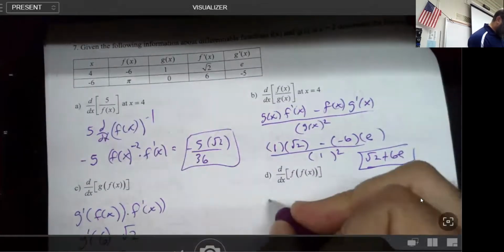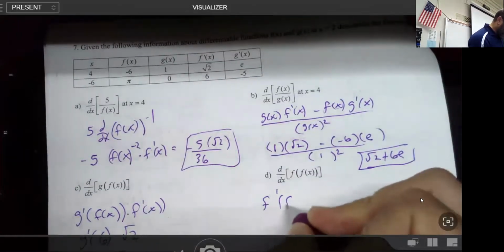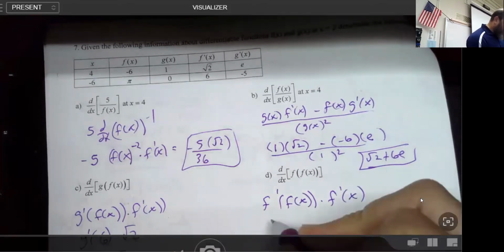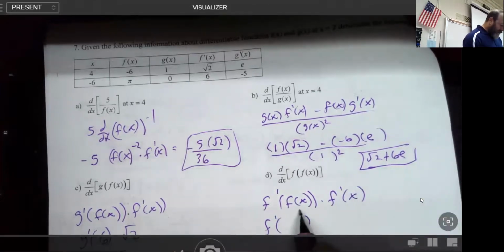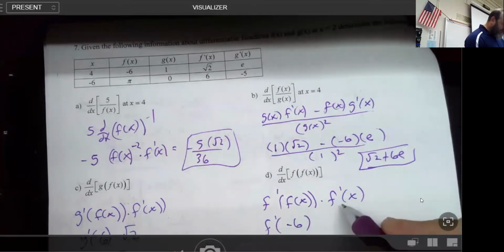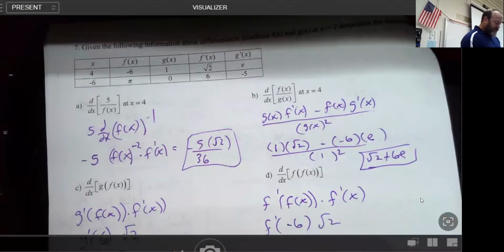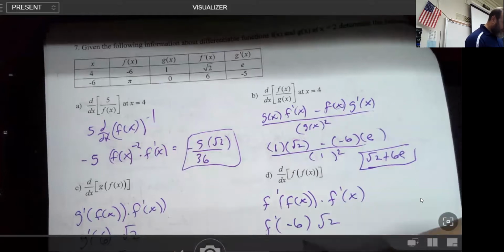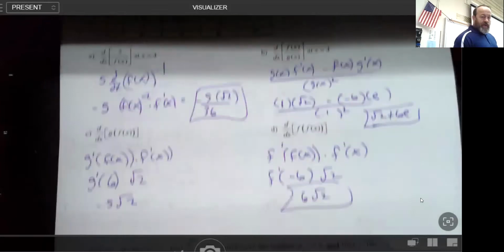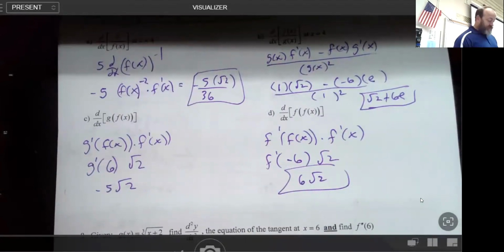Here we're going to have the derivative of the outside times the derivative of the inside. So, of course, f of 4 itself is, again, negative 6. F prime of 4 is root 2. But this is the first time we're using f prime of negative 6, and f prime of negative 6 looks like 6. So we are good to go on that one. All right, let's move on a little bit further.